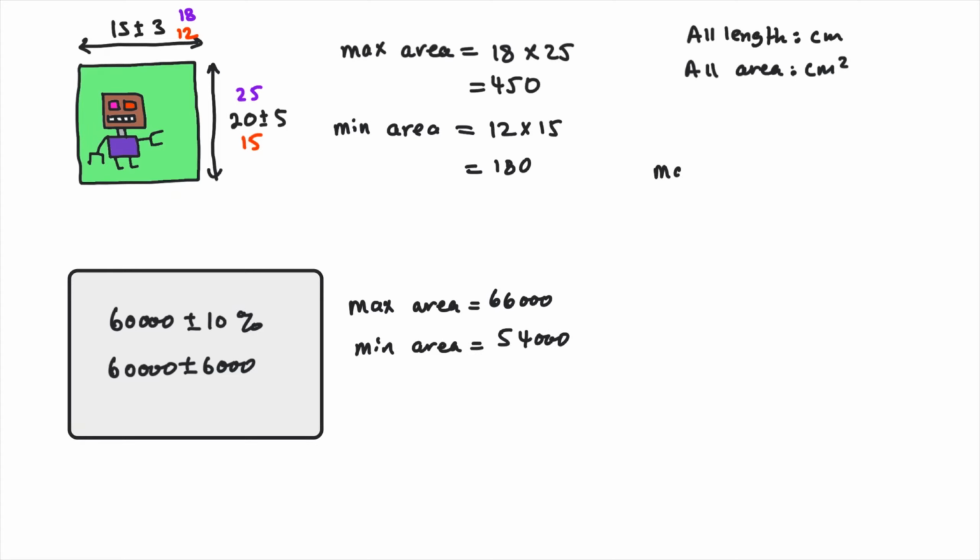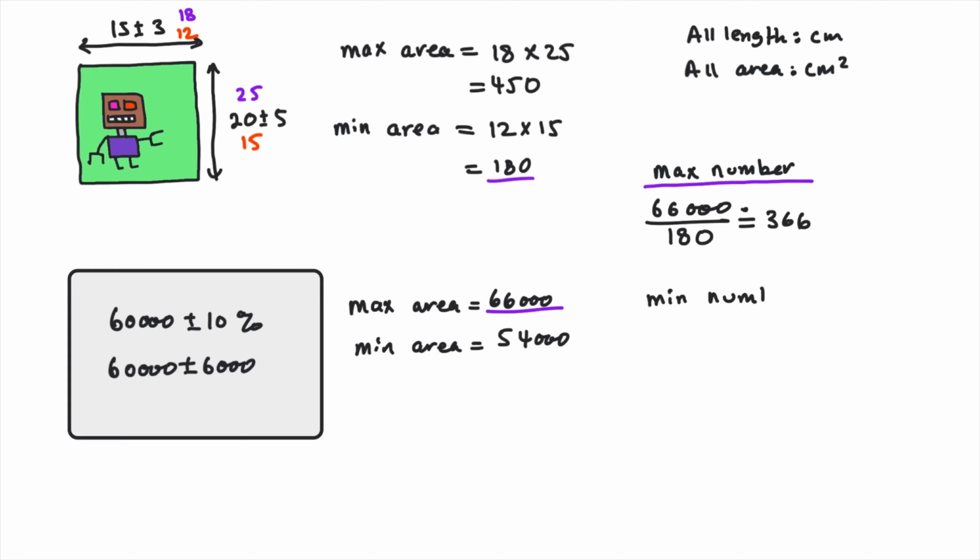squared. To find the maximum number of work that can be put up, Robo divides the maximum wall area by the minimum student work area to get approximately 366. Robo then calculates the minimum number by dividing the minimum wall size by the maximum student work size to get approximately 120. Mr. S confirms that the logic is correct.